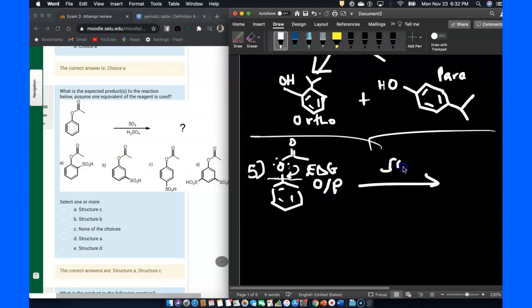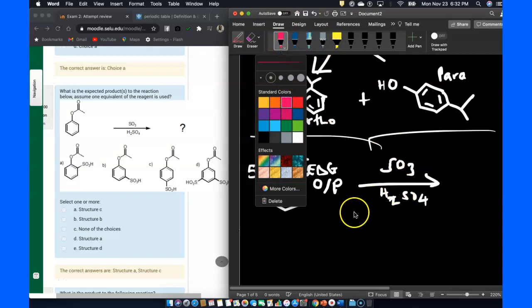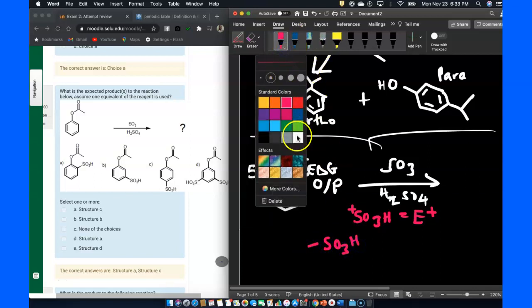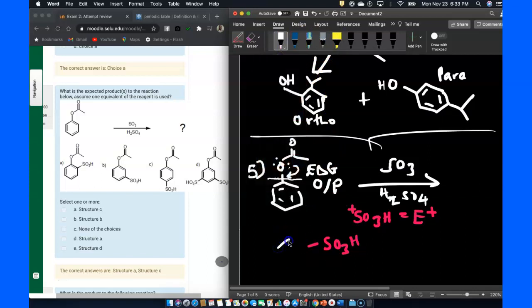In the reaction, I see SO3, H2SO4. The electrophile that comes from this cocktail is SO3H plus. That's what's going to be added onto the ring. So there are two products, obviously. There's going to be a product that will have the electrophile attached onto the ortho position. So the ortho position is going to take the electrophile.